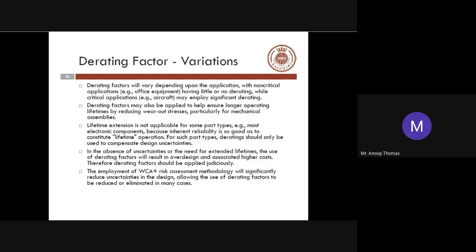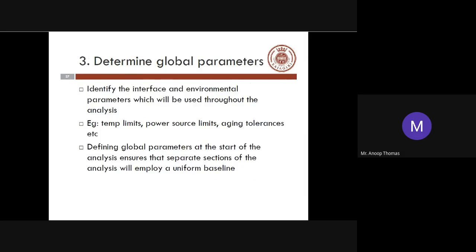So employment of WCA plus risk assessment methodology will significantly allow the use of derating factors to be reduced or eliminated in many cases. Okay, so you can understand from WCA plus whether this is something which is required or not. Okay, that is up to the designer to decide. WCA gives you a risk analysis statement which will help you in analyzing the risk factors, and then you can accordingly make the corresponding changes. Okay. So that's the whole idea of WCA plus.